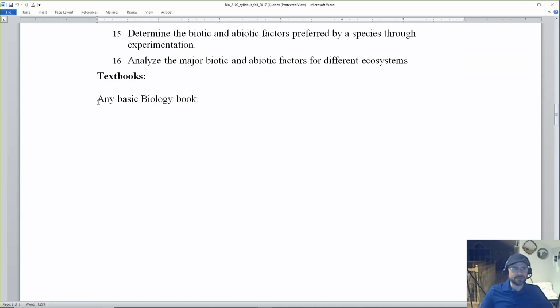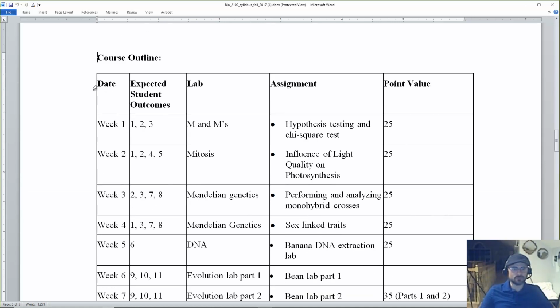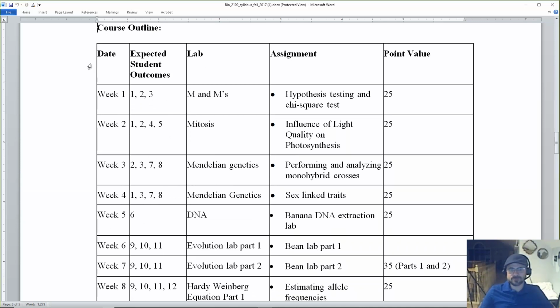You can have any textbook you want. It's assumed that you have the one for 2104. There is no biology lab textbook that goes along with this. I've actually written all the materials that you're going to do, so that's kind of cool for you. You don't have to pay for that. I remember what it was like to be a college student. I don't necessarily want you to have to do that.